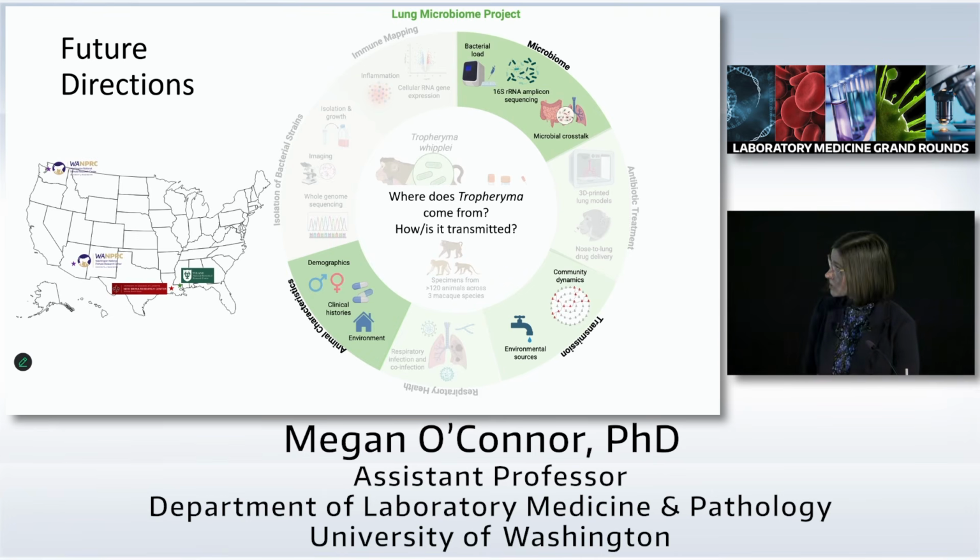And then we're going to be continuing to study community dynamics and again looking at some of their demographics and their clinical histories to start to identify other things, including whether or not there might be an MHC component. We can track siblings to see whether or not there is also a relationship between MHC and Trophyrema dominance.